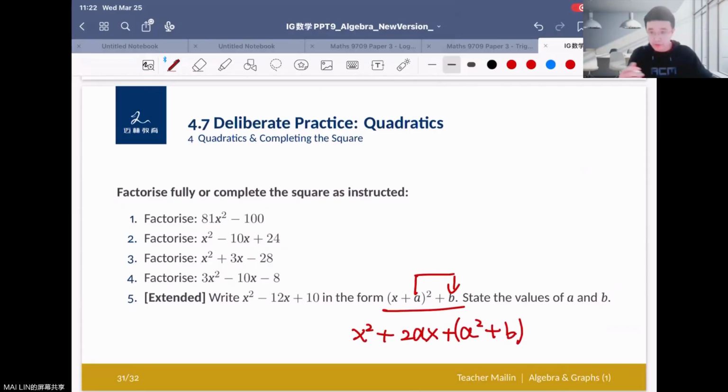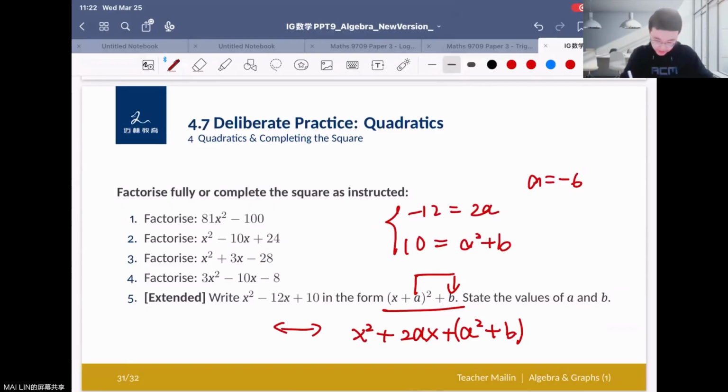Just compare the two expressions: negative 12 equals 2a, and 10 equals a squared plus b. So a equals negative 6, and now you put it into the second equation, that is 10 equals 36 plus b. So b equals negative 26. So the value of a is negative 6, and b is negative 26.